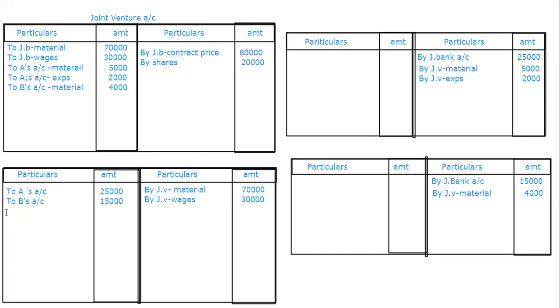So joint bank, first time it is on the credit. So second time it will be on the debit. As from which account I'm picking it? I'm drawing it from the venture. So I call it as contract price, which is of 80,000. Done.